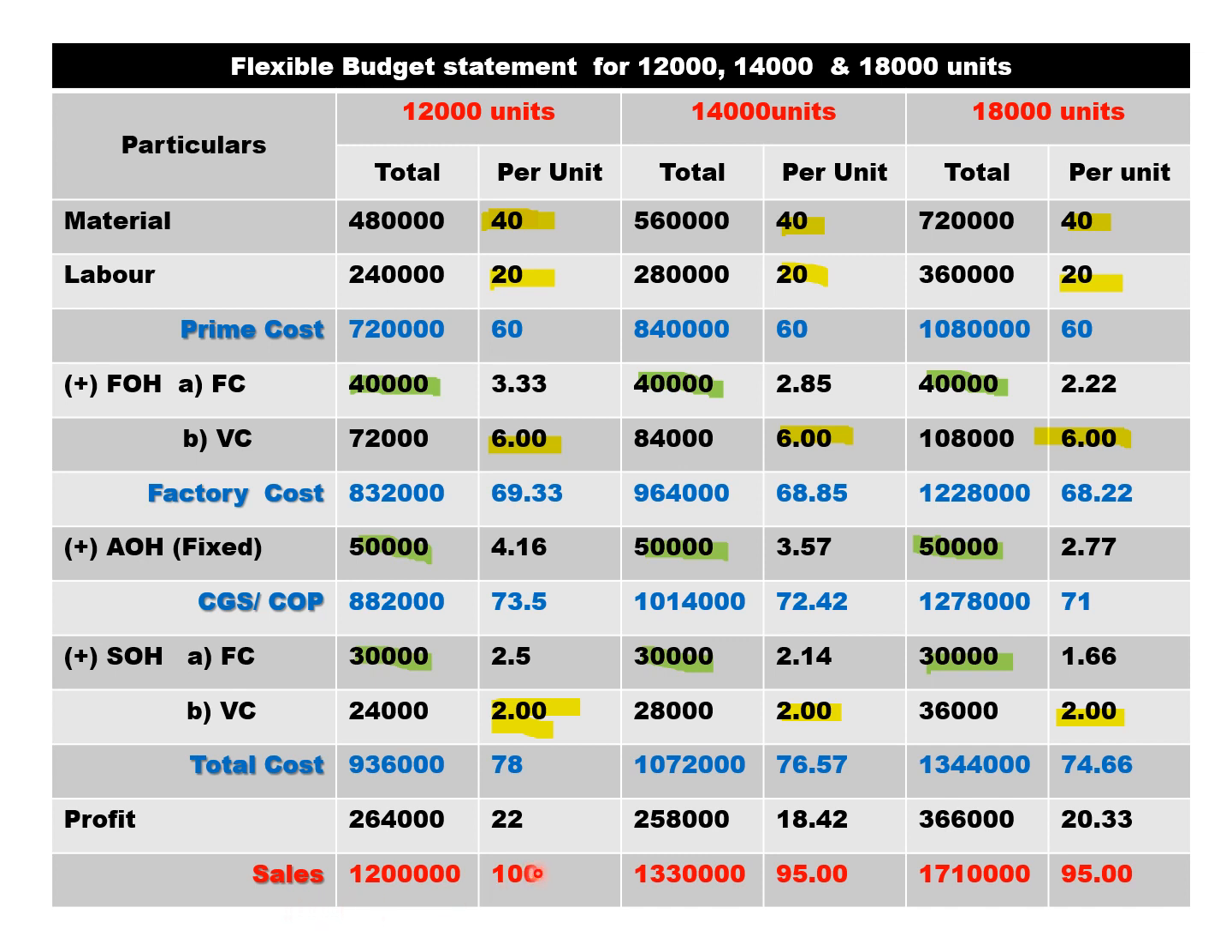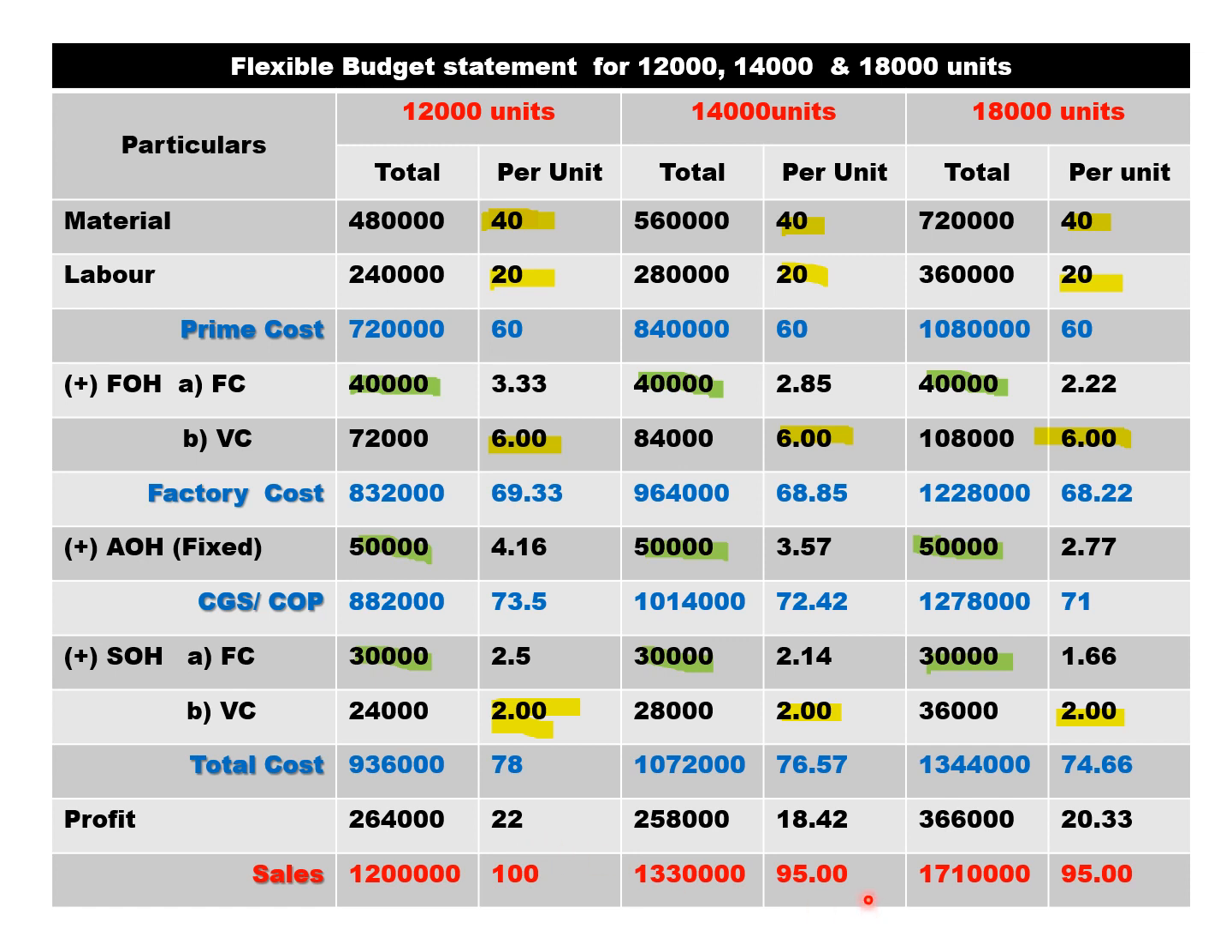Sales, it's 100 rupee at 60%. So 100 into 12,000 units is 12,00,000. Difference between sales and total cost will be the profit. It's 12 lakh minus 9,36,000. You get 2,64,000 as total profit. If you divide by 12,000 units, you get 22 rupee per unit profit.